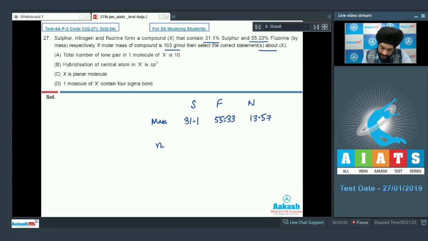So this is the mass ratio. We can divide them by their molar mass to get the molar ratio. So we're going to have approximately 1 here, approximately 3 here, and approximately 1 again. So we have the empirical formula now, which is SNF3.